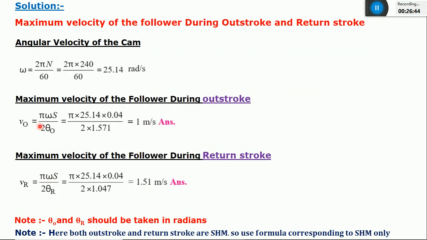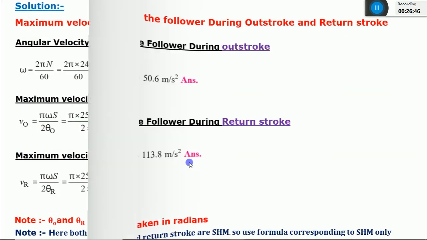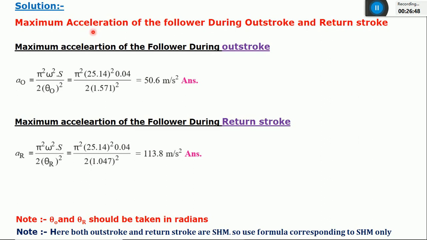So if you're getting these two, I'll go with the next one. That is the maximum acceleration of the follower during outstroke and return stroke. So again, write down the formula from the tabular column.